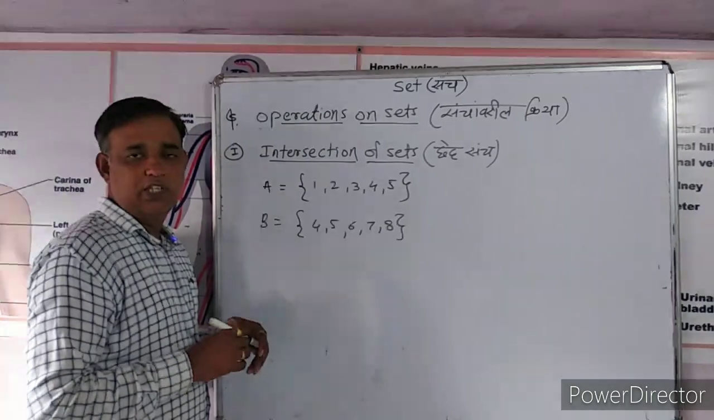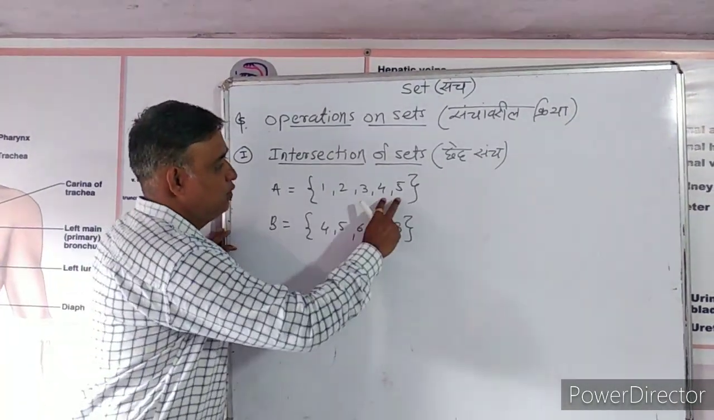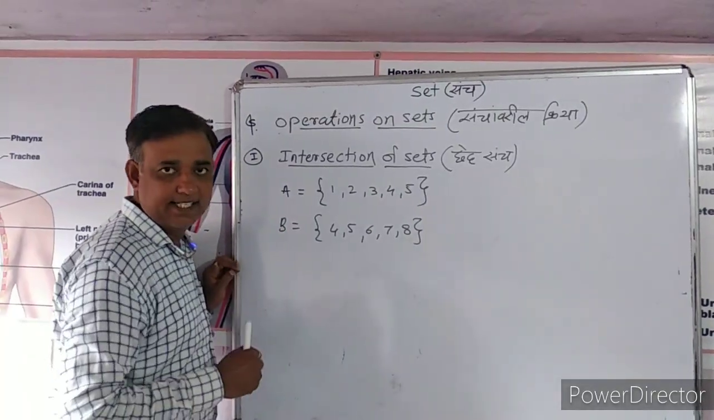If we closely observe both the sets, we find that two elements are common in both the sets.